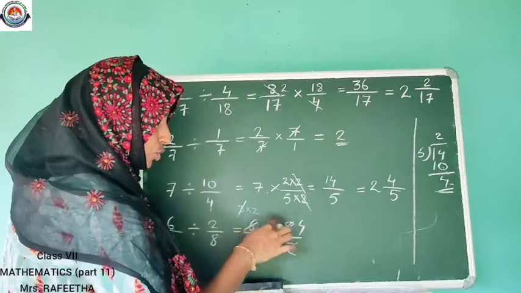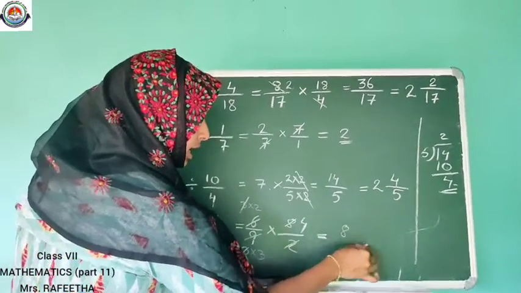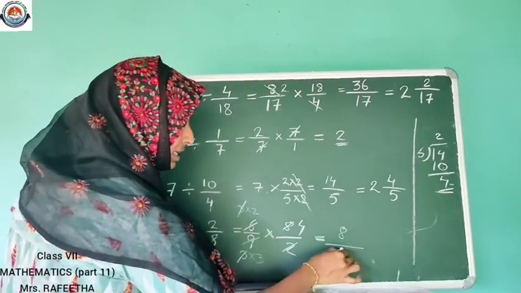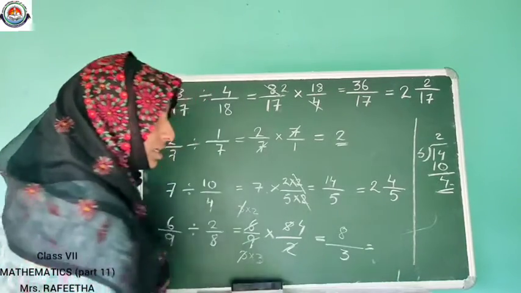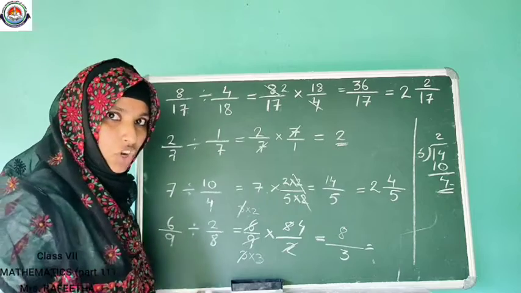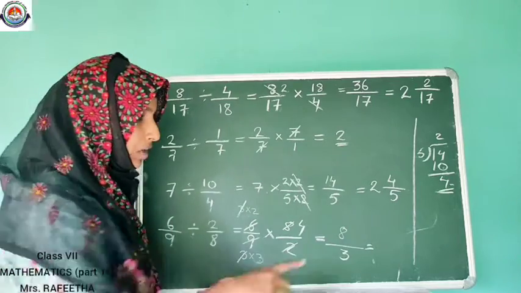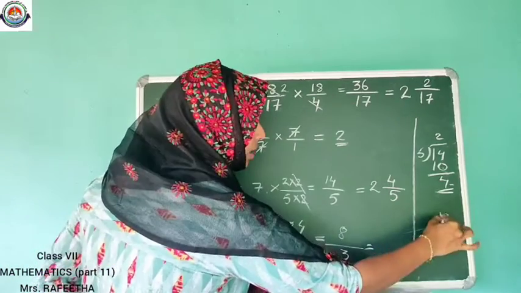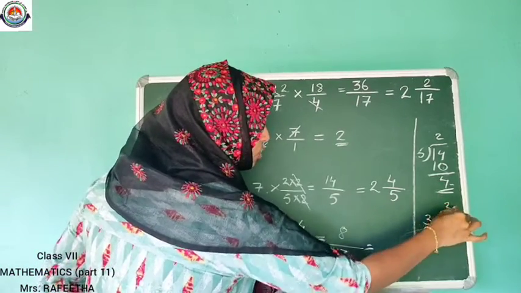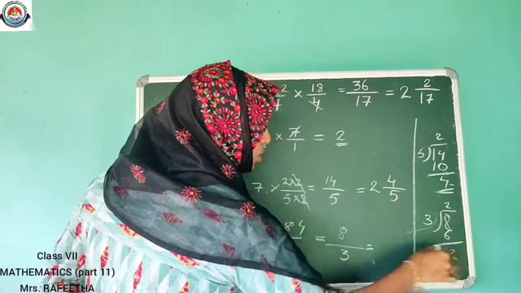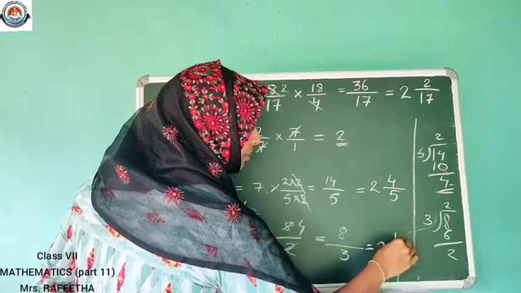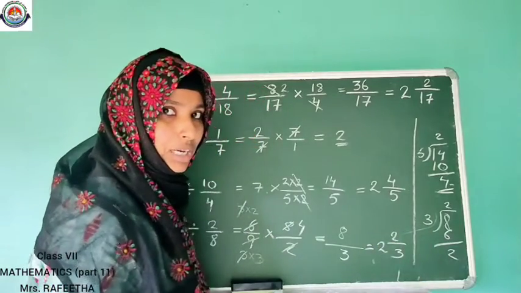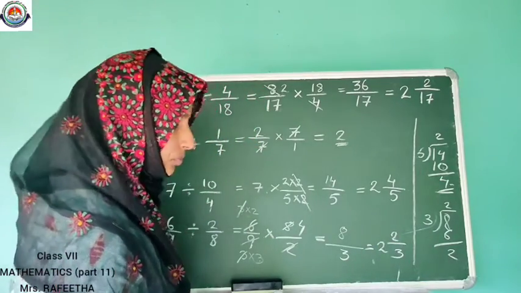So 2 into 4, 2 into 4 are 8, and only 3 will be remaining in the denominator. So now the answer is 8 by 3. Can we stop there? No. Why? Because this is an improper fraction. So we want to convert this, 8 divided by 3. 3 2s are 6, remainder is 2. So quotient 2, remainder 2, over the divisor, that is 3. So 2 2 by 3 will be the answer.